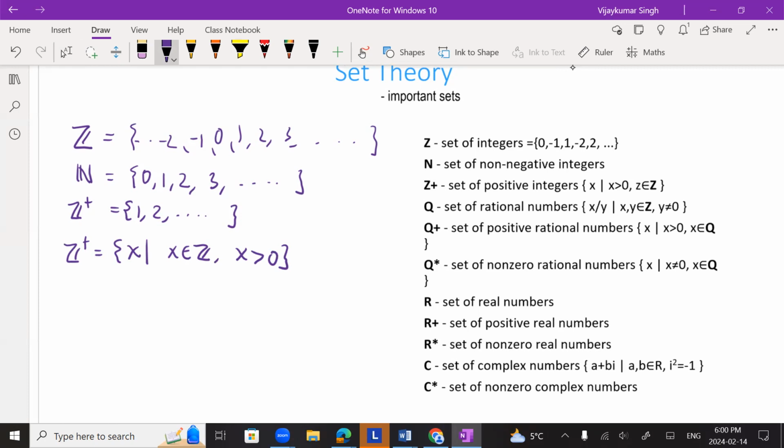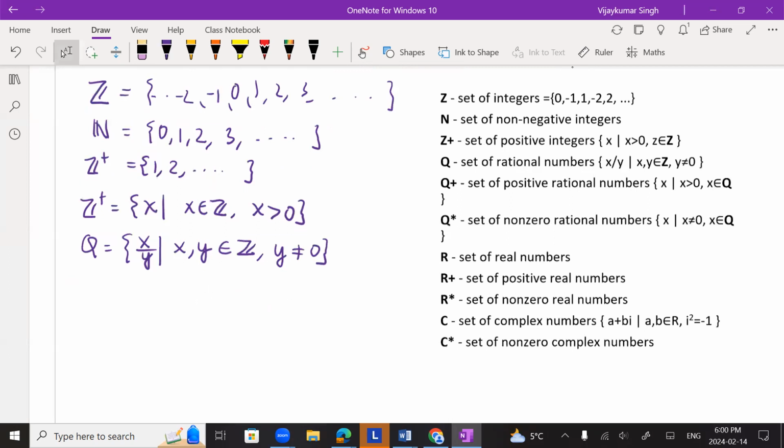Now you can have the set of rational numbers, which is Q, given by all those X divided by Y, such that X and Y are integers, and the only thing we do not want is to divide by 0. So this is a set builder form for rational numbers. Rational numbers are one integer divided by another integer. The only thing you're not allowed is to divide by 0. So this is Q.